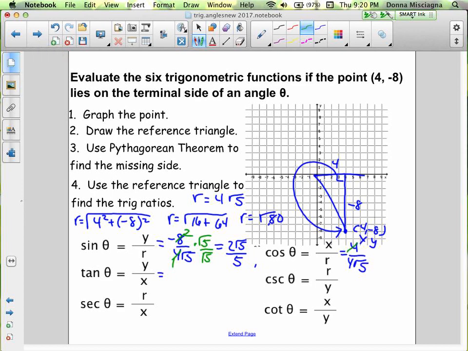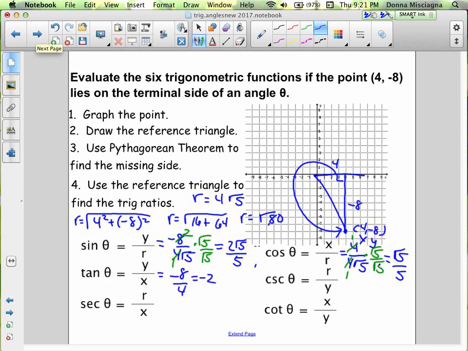So this cancels, 1 and 1. And then we'll rationalize square root of 5 over square root of 5. So that's going to be the square root of 5 over 5. Now tangent is y over x. So that's going to be negative 8 divided by 4, that's an easy one, negative 2.